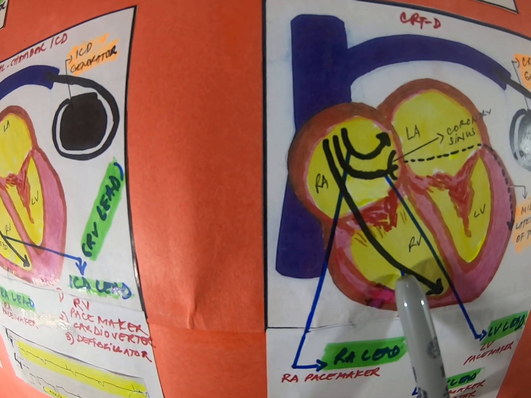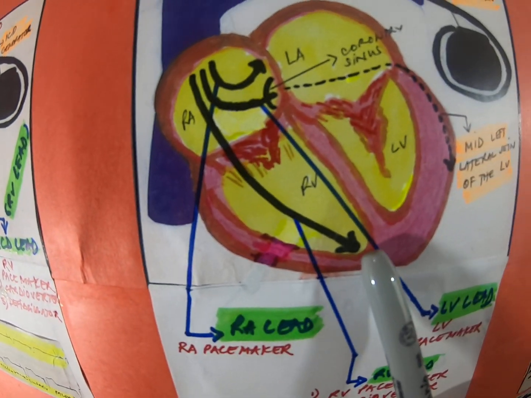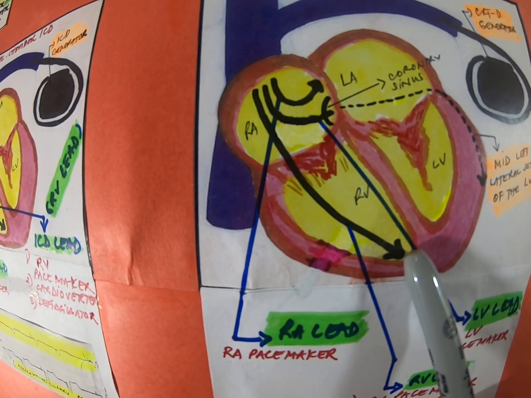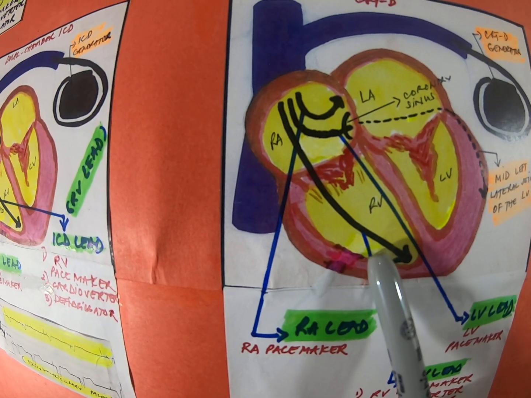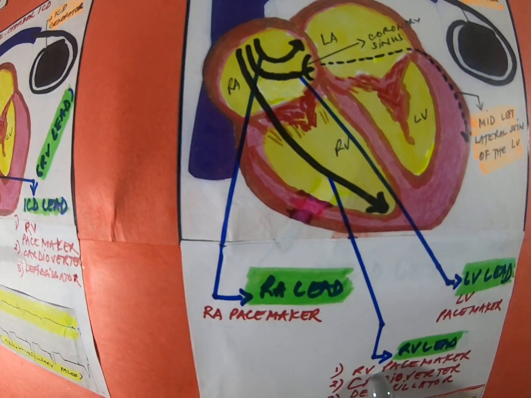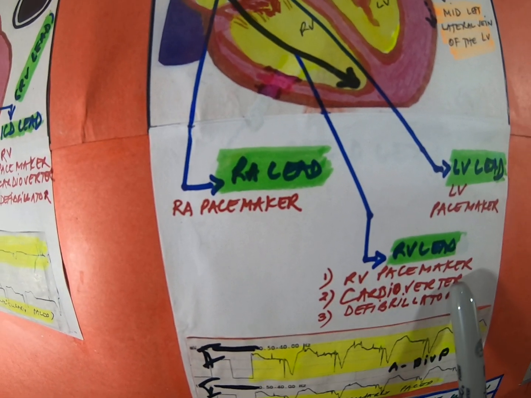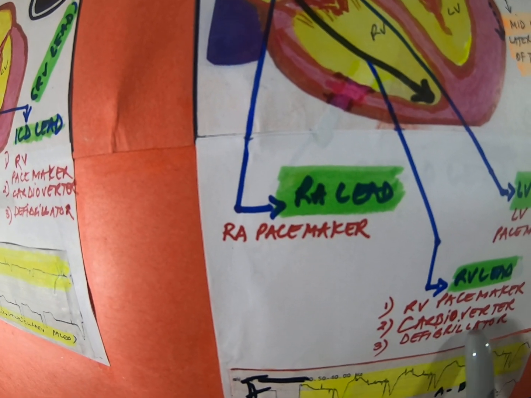We have a right ventricular lead going to the right ventricle. The tip is sitting at the apex of the right ventricle. Good grip and good bite, good securement and good contact. Okay, and this right ventricular lead acts as a right ventricular pacemaker, cardioverter, defibrillator.